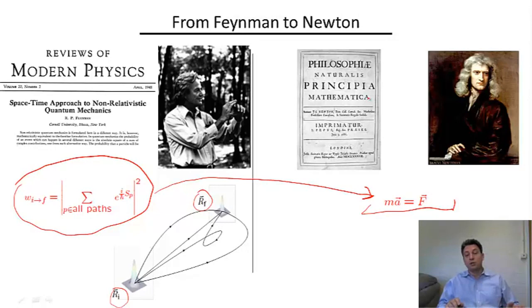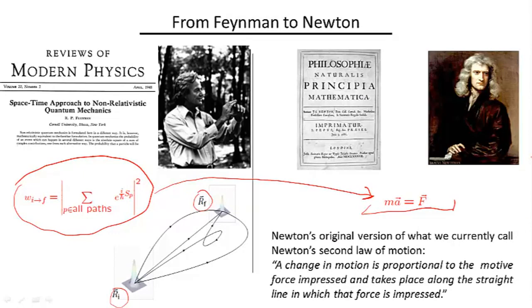So if you read the original scientific work by Newton, we are not actually going to see this equation in this modern form. The closest formulation to what we currently call Newton's second law of motion appeared in his original work in the following form: a change in motion is proportional to the motive force impressed and takes place along the straight line in which that force is impressed. It probably requires some imagination to connect this statement to this equation, but in any case, obviously Newton not only understood the basic principles of classical mechanics, he was the one who created it. There's no question about that.